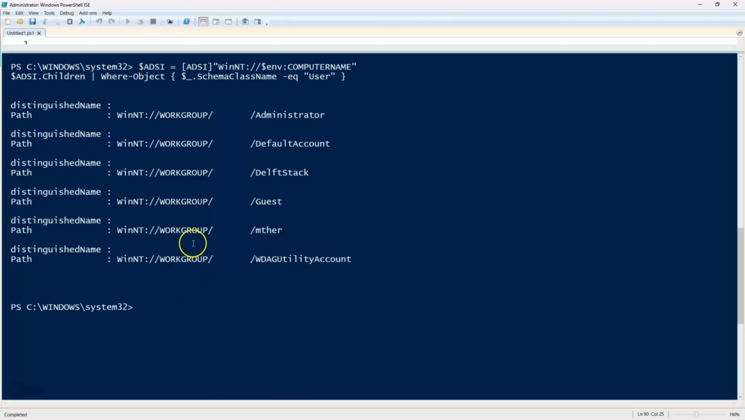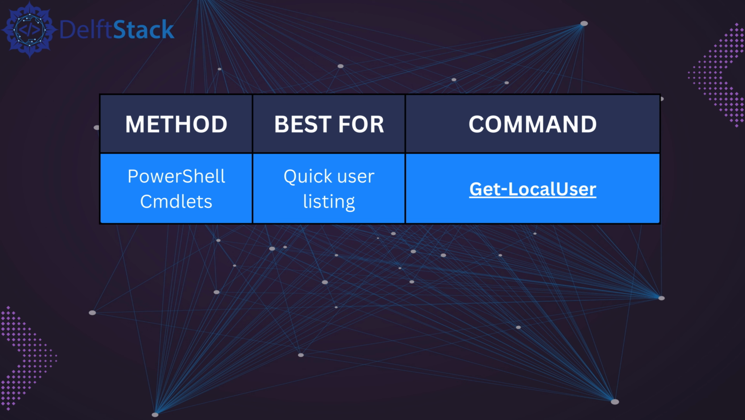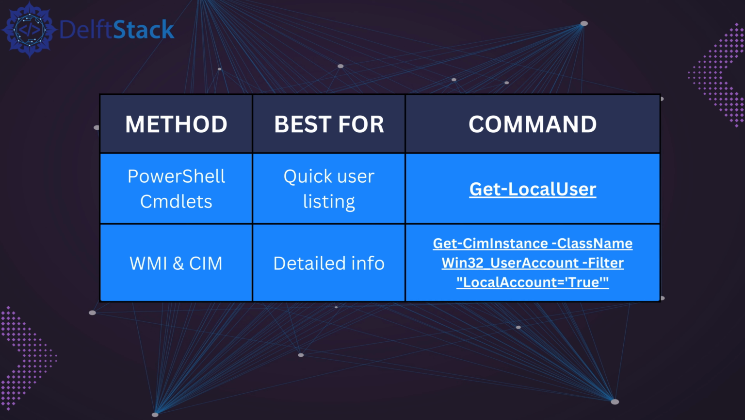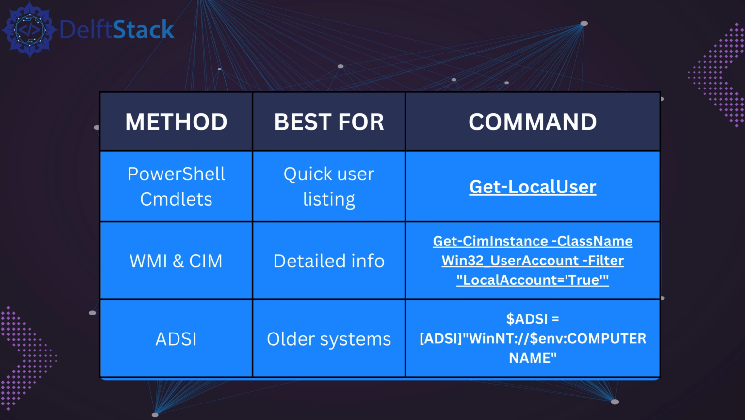Let's quickly recap what we've learned. We covered 3 ways to list local users and groups in PowerShell. 1. PowerShell cmdlets, the easiest and most recommended method. 2. WMI and CIM provides more system details, including security identifiers. 3. ADSI, useful for older Windows systems or advanced scripting needs. For most cases, the Get-LocalUser and Get-LocalGroup commands are the best options. If you need detailed system information, use Get-CimInstance.